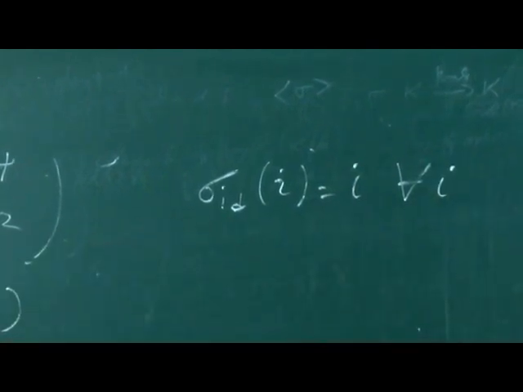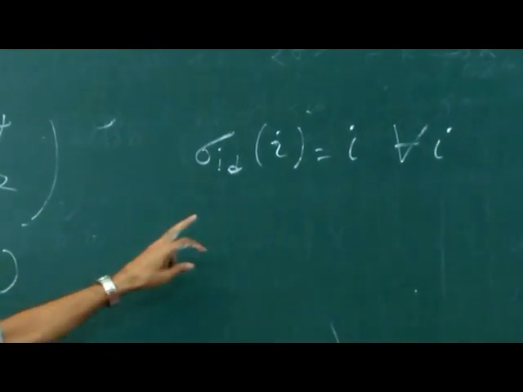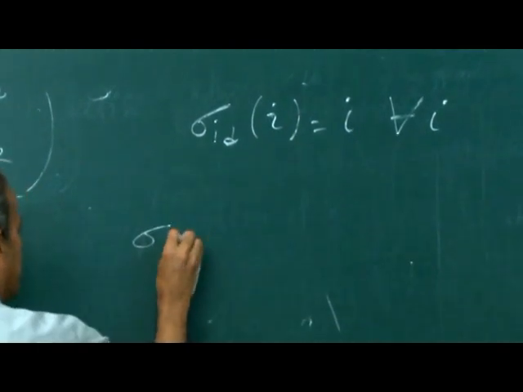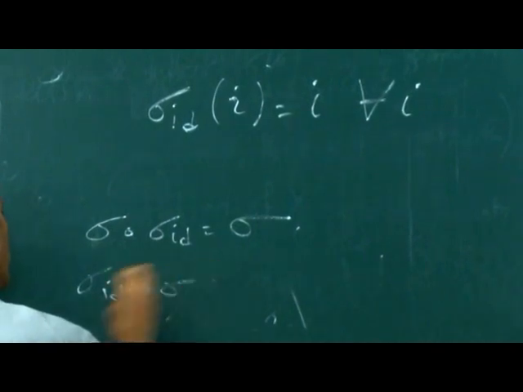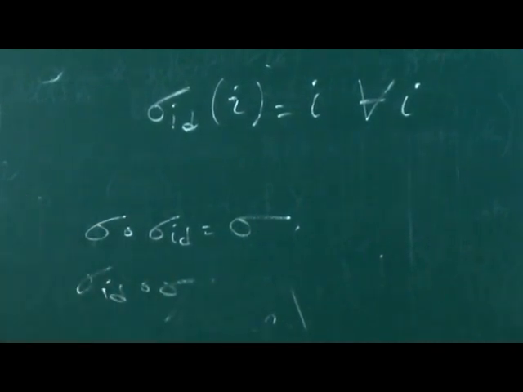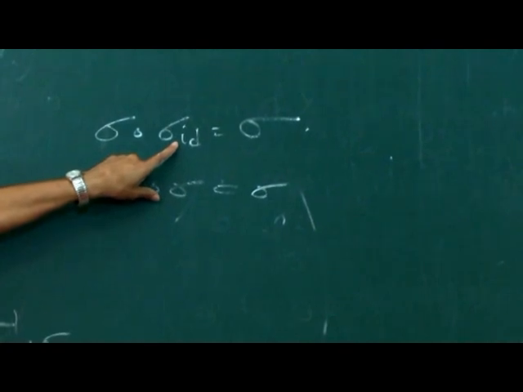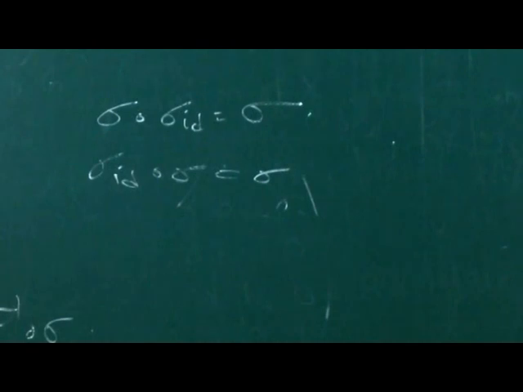So there is one special permutation, the identity permutation, which takes letter i to i. So it fixes every letter. Then we can very easily see that if you compose this special permutation with any other permutation, that permutation does not change. Either the first factor is ID or the second factor is ID, it doesn't make any difference. So these are the properties.